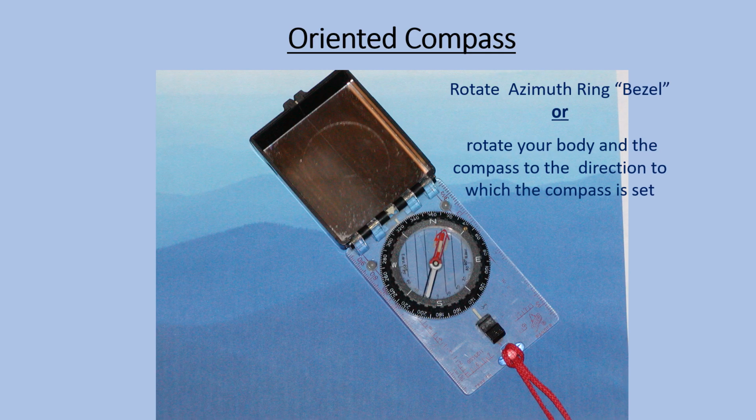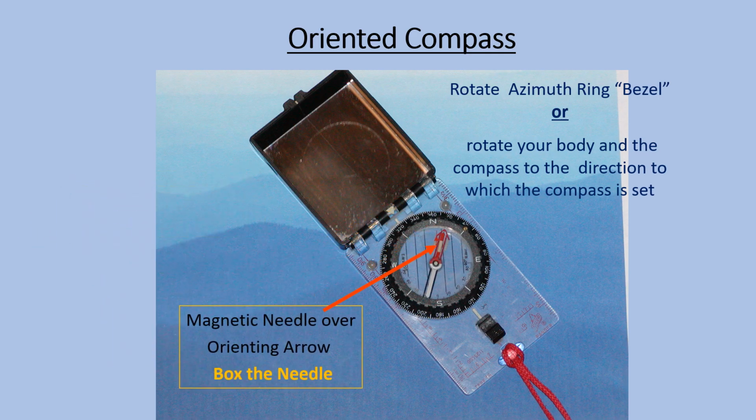There are 2 ways to orient a compass. One is to rotate the azimuth ring or bezel, and the other is to rotate your body and the compass to the direction to which the compass is set. When the compass is oriented, the magnetic needle will be centered in the orienting arrow. Box the needle, or red on red.